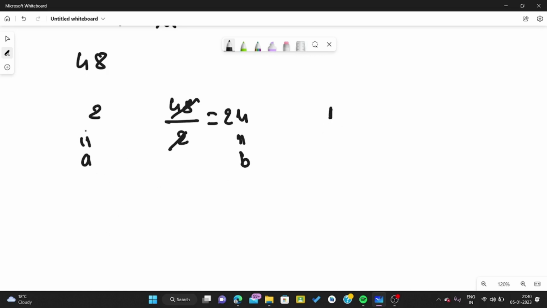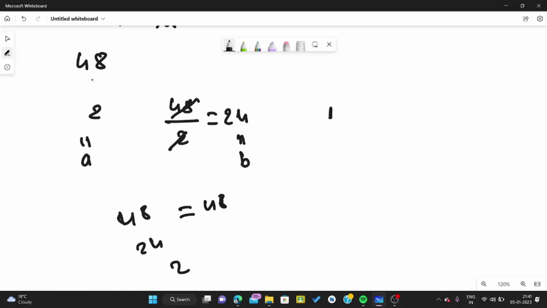C is constant. And when I multiply 2 and 24, I get 48, which is a divisor of 48. Yes, it is. When I multiply 24 with 1, I'll get 24, which is a divisor of 48. And when I multiply 2 with 1, I'll get 2, which is a divisor of 48. So all my conditions are being satisfied, isn't it?